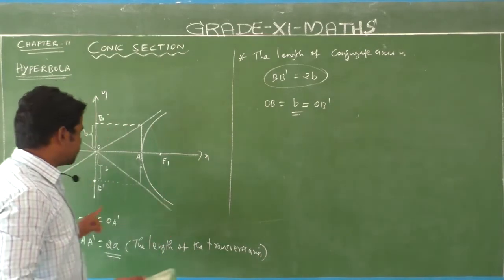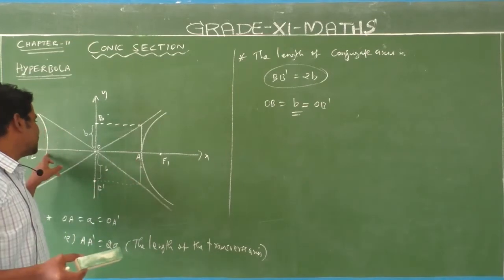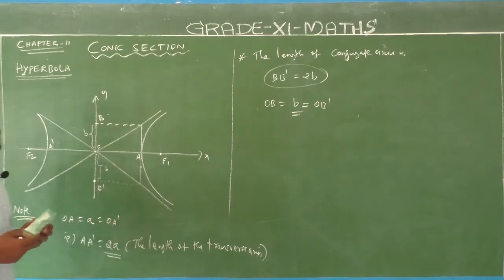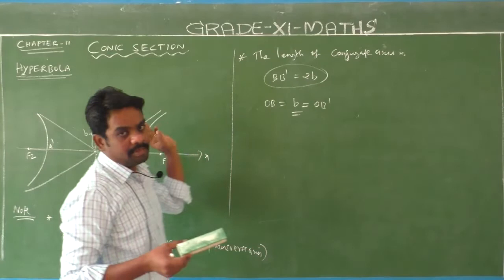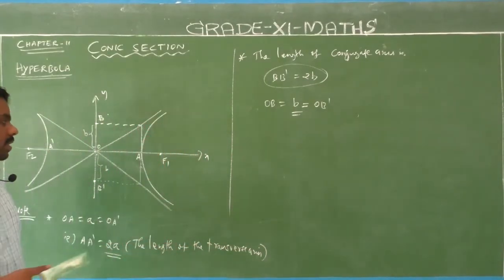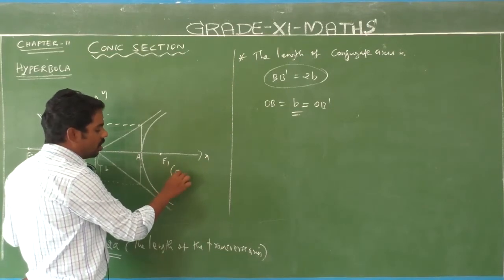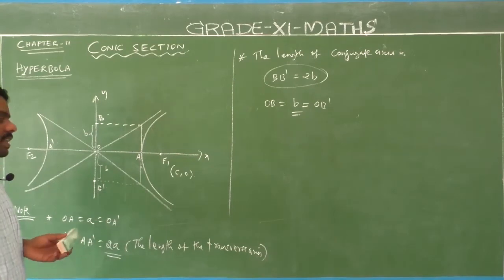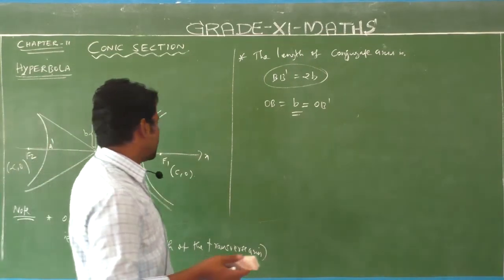Okay, listen. First point, the length of the transverse axis AA dash is 2a, and the length of the conjugate axis BB dash is equal to 2b. Here F1 is (ae, 0) or (c, 0). So point F1 is (ae, 0) or (c, 0), and F2 is (minus c, 0).